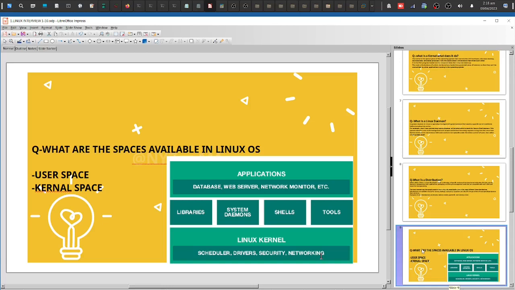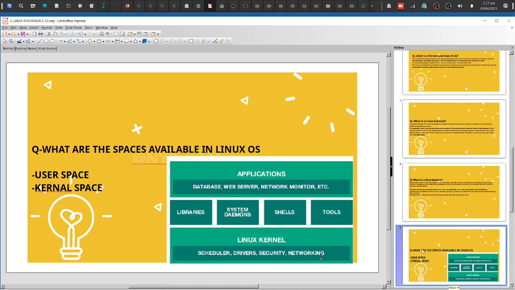Now, in the user space, there are all the applications, databases, web servers, and network monitoring related stuff, user related information, especially database information or web server, cache, cookies, and network monitoring information like TCP and ping, and many other information. The tools, libraries, system daemons, and shell are segregated to the kernel.